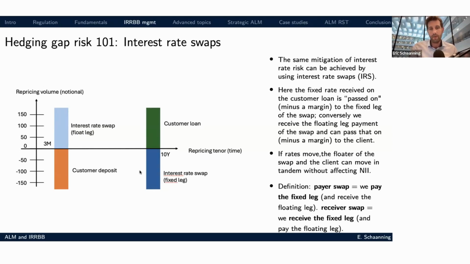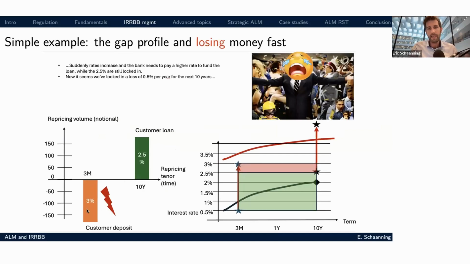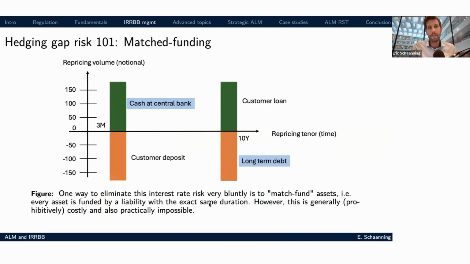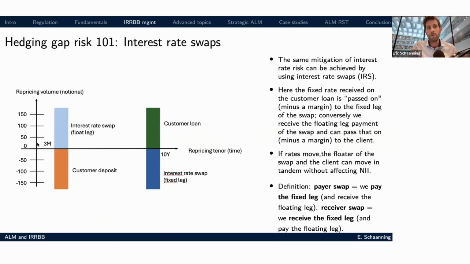And if the funding, going back to this example, gets more expensive, if it goes up from 0.5% to 3%, it doesn't matter, because we are also paid more on the interest rate swap. So there's a higher income. And then in 10 years, this will also perfectly match, because the customer loan is going to roll off, and at the same point in time, the interest rate swap is also going to roll off.